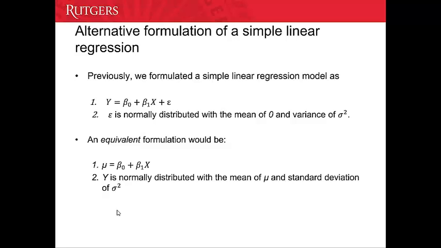Here I show the alternative formula for the linear regression. Previously we have this formula. It includes the parameter 0, parameter 1, and the error term. This error term is normally distributed with a mean 0 and a variance sigma square. But right now we can use another one because it's the equivalent formula. In this formula we don't have the error term, and we use the mean of the y. The mean of the y will equal beta 0 plus beta 1 multiple x. And the y is normally distributed with this mean and the standard deviation sigma.